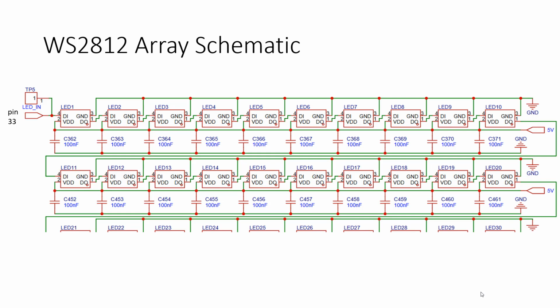This is a test point here, which you can use for debugging your design. This test point is a header that you can connect to the oscilloscope, so you can actually see the data going into the first LED.